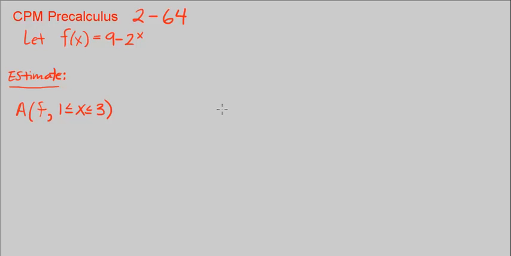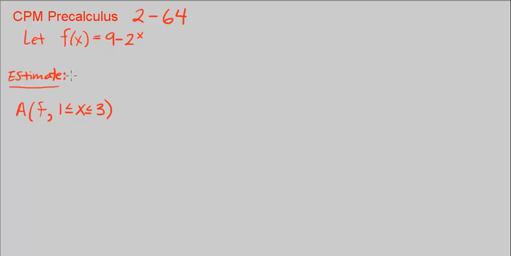This is CPM Precalculus, Chapter 2, number 64. So here we're going to let f of x equal 9 minus 2 to the power of x. Then we're going to let A of f, for 1 is less than or equal to x is less than or equal to 3, be the area between the x-axis and the curve. Okay, so our goal is to estimate this area.